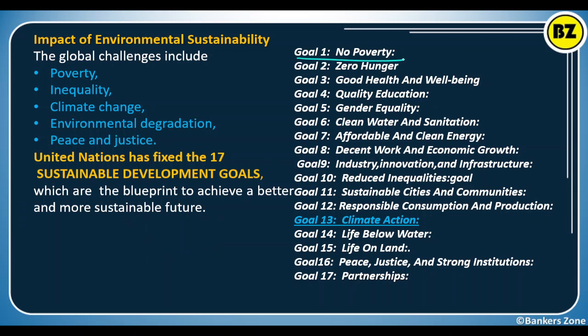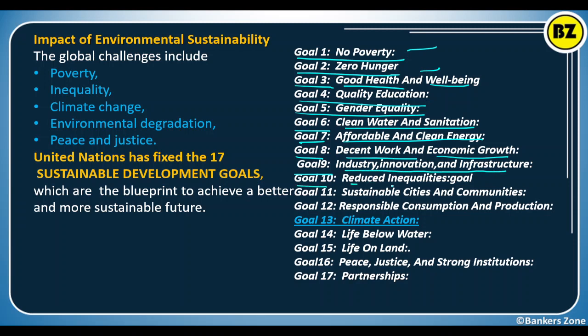Goal 1 is no poverty. Goal 2 is zero hunger. Goal 3 is good health and well-being. Goal 4 is quality education. Goal 5 is gender equality. Goal 6, clean water and sanitation. Goal 7, affordable green energy. Goal 8, decent work and the economic growth. Goal 9 is industry, innovation and the infrastructure.